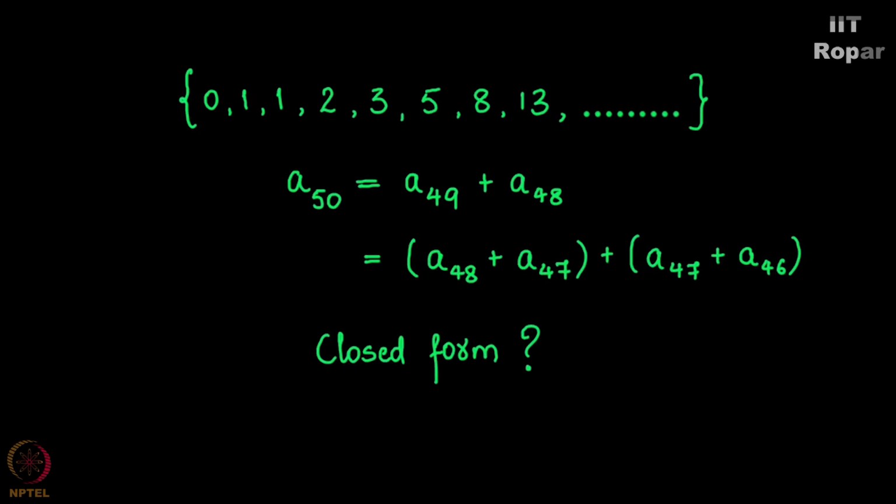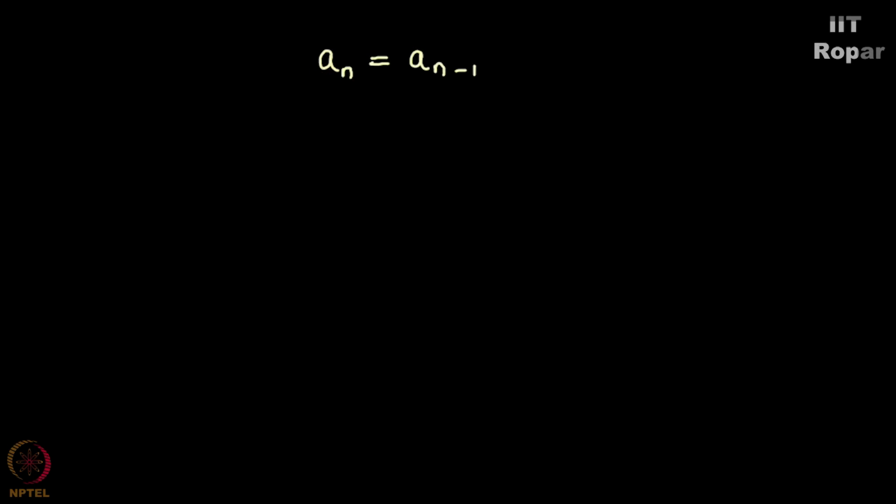So let me write down the recurrence relation for Fibonacci sequence. AN is AN minus 1 plus AN minus 2. You see, we know how to solve this. We write down what is called the corresponding quadratic equation, r square minus r minus 1 equals 0.